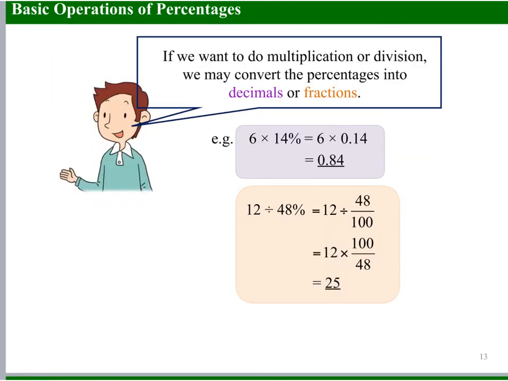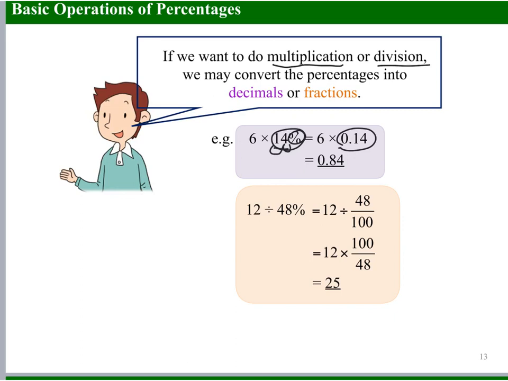However, if we want to do multiplication or division, we have to change the percentage into decimals or fractions. For example, 14% is 0.14 because we move the decimal 2 places to the left and then do the calculation, 0.84.